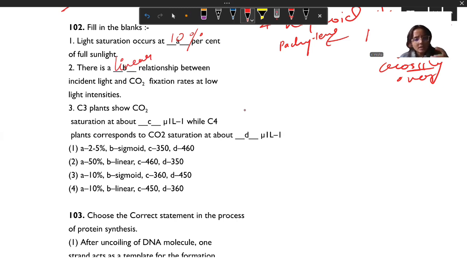It is saying that C3 plants show carbon dioxide saturation. This is plain memory, at what? 450 microliter per liter. And C4 plants show at what? 360. So the saturation point is higher for C3 plants and lower for C4 plants. This is directly from your NCERT. This is plain memory. You do not have to use your brain, there's no concept. So you have to read NCERT, there's nothing else you can do.